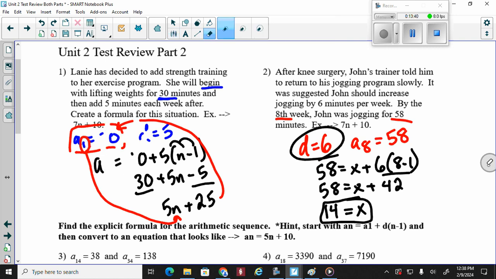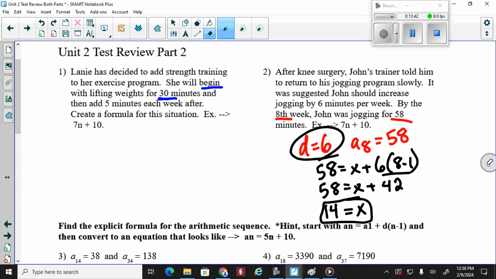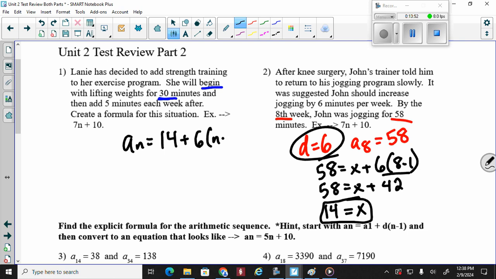So plug it into the formula. A of n is equal to my first term, which is 14, plus 6 times n minus 1. Distribute: 14 plus 6n minus 6. Combine the first, combine the last. You get 6n plus 8. There it is, super easy.